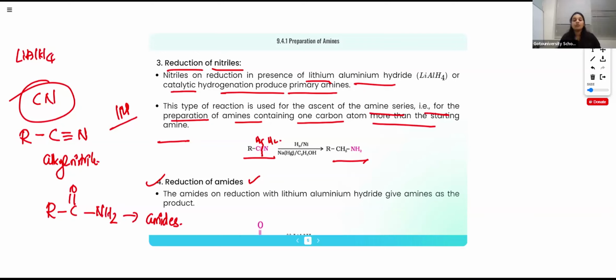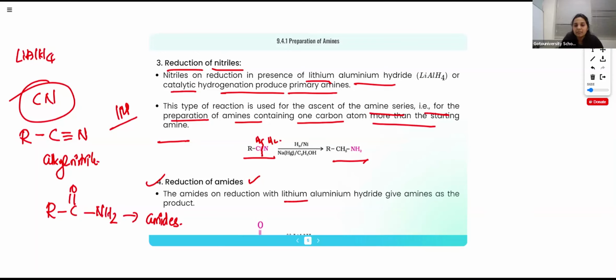You know urea, right? It's a chemical fertilizer. So it is a diamide. It's a type of amide actually, a diamide. So how can we prepare amines from these types of amides?